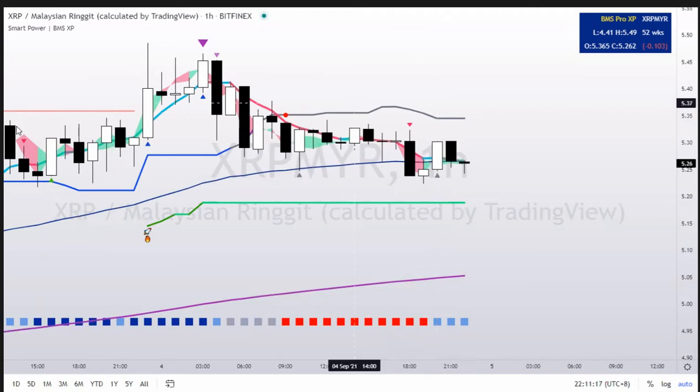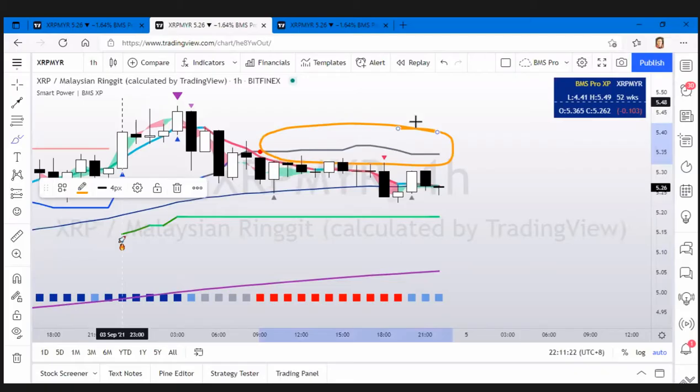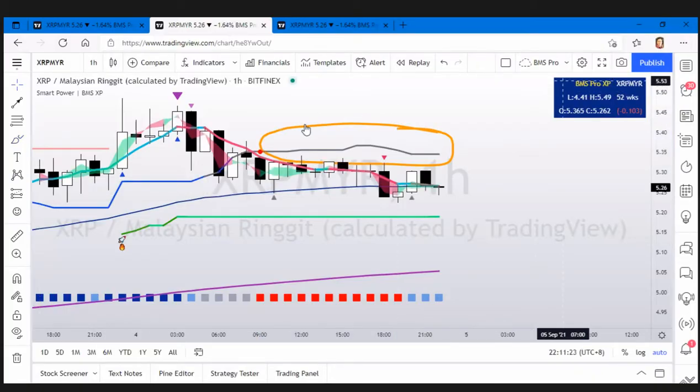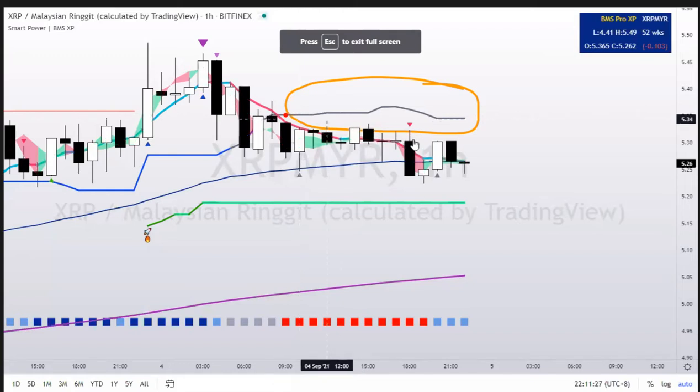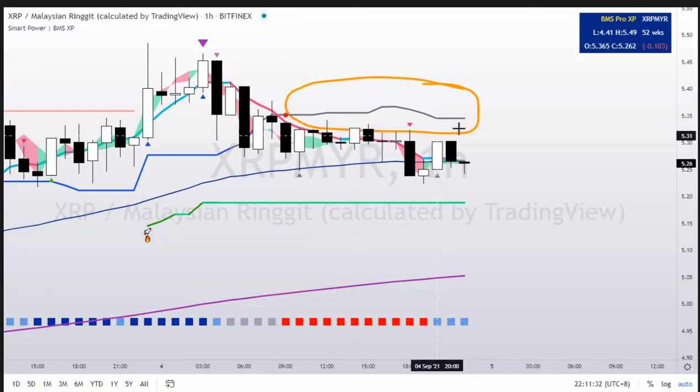You see this gray color line. This is called the baseline. This gray color line is a baseline, and it will become a resistance. This line is blocking the price from moving up.